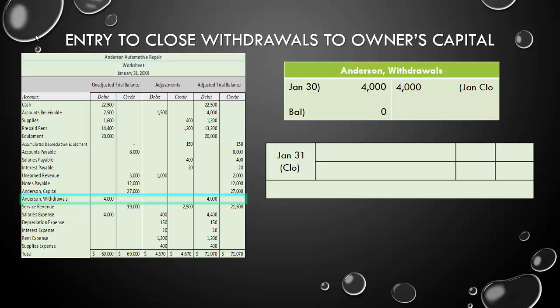So the journal entry to close our withdrawal account to owner's capital is going to be a debit to capital. Again, withdrawals decrease the value of the business because you're taking money out of the business for that $4,000, and as we just saw in the T account, it's going to be a credit to your withdrawals account for the same amount, $4,000. And with that, we have closed owner's withdrawals.